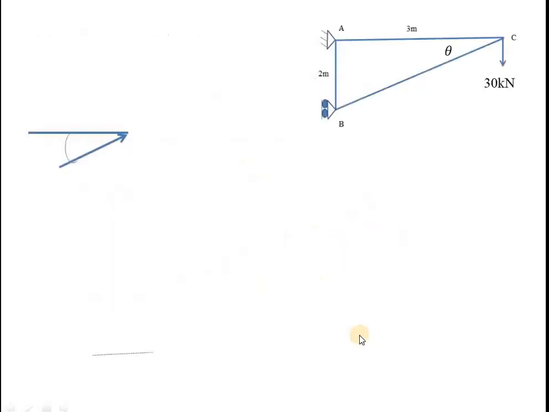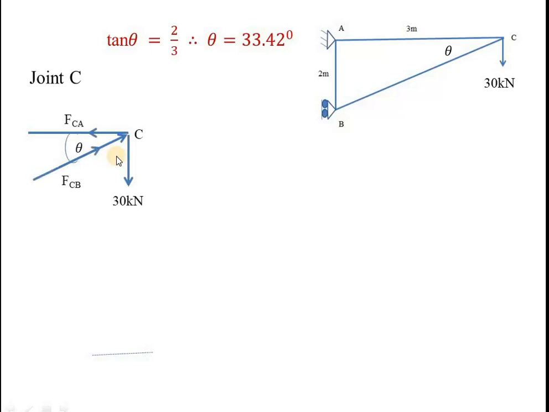Now here, if you want to calculate the force in the members, first as usual, you have to calculate this angle. That is tan inverse of 2 by 3, which gives 33.42 degrees. If you consider joint C, there are only two members meeting at that joint, and one external load. This load is down, so this should be up. Therefore I assume this up. Because of this, the horizontal component is towards right, therefore this will be towards left.